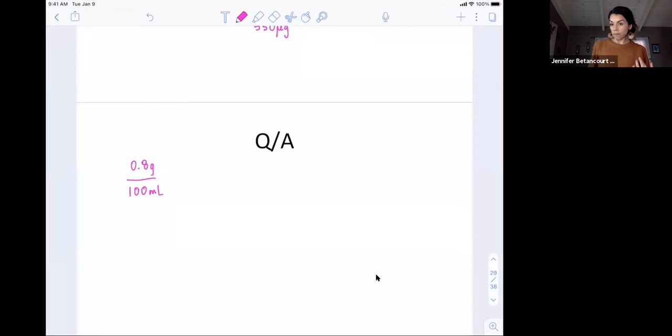Okay, so she said the first thing she did was she put 0.8 grams over 100 mils, and that is because she wants to make a 0.8% solution.